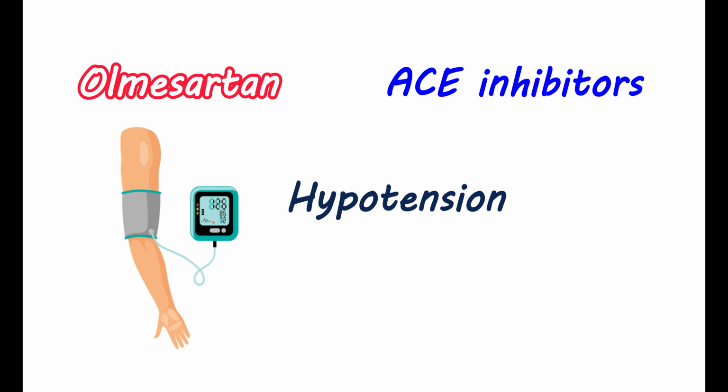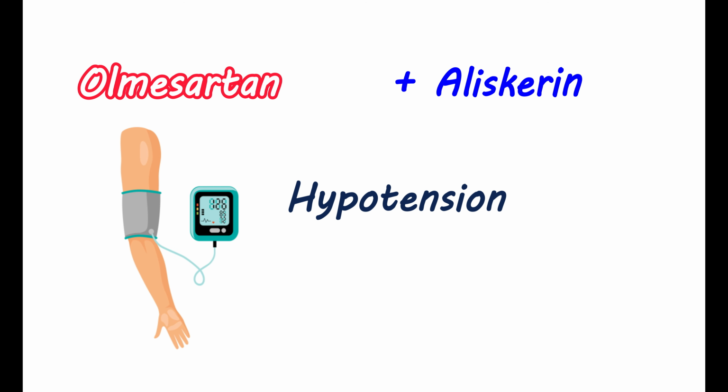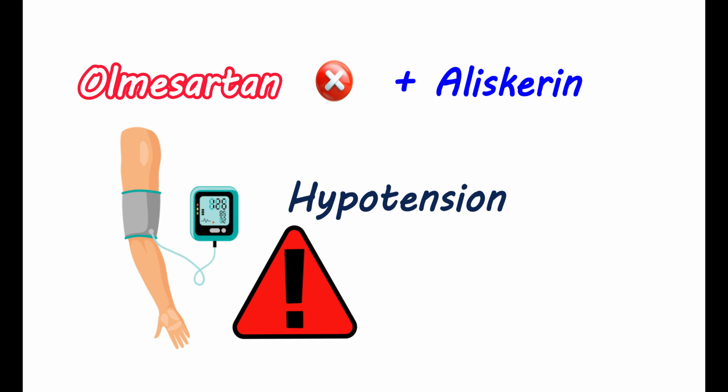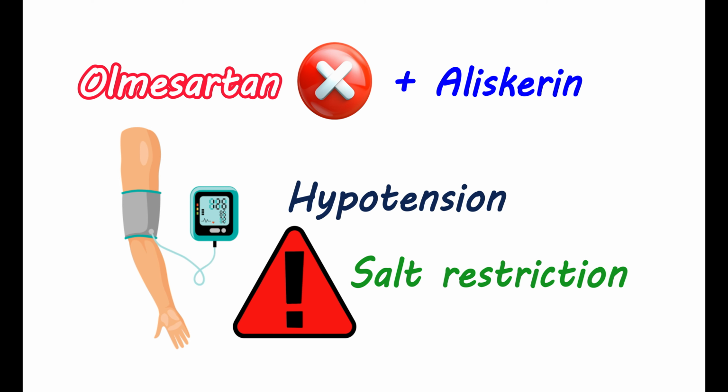ACE inhibitors should not be combined with angiotensin receptor blockers like olmesartan, because this may produce a dual blockade of the renin-angiotensin system that results in syncope, hyperkalemia, and acute renal failure. Combining olmesartan with aliskiren is associated with increased risk of hypotension. Therefore, it should be avoided. Olmesartan should be carefully used in people with salt restriction or prolonged diuretic treatment. It should be started at a lower dose in such people.